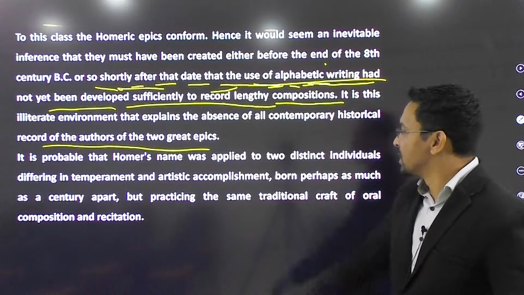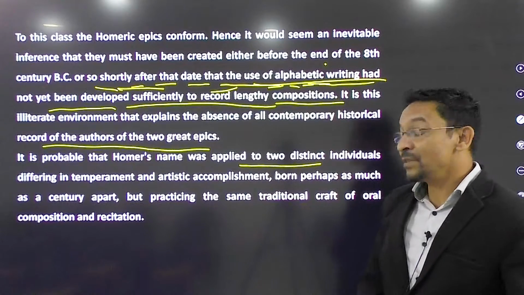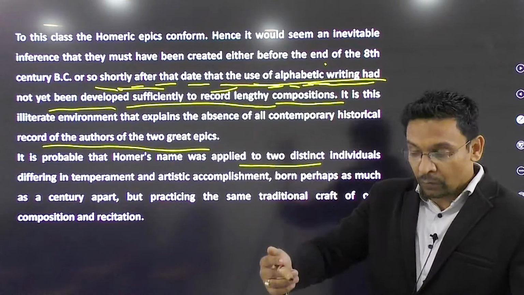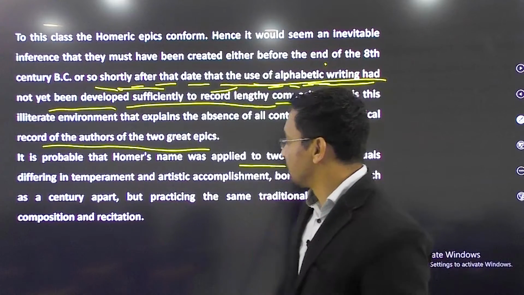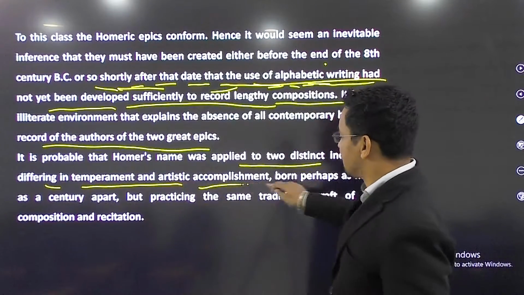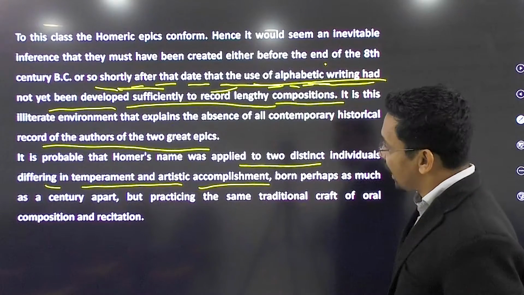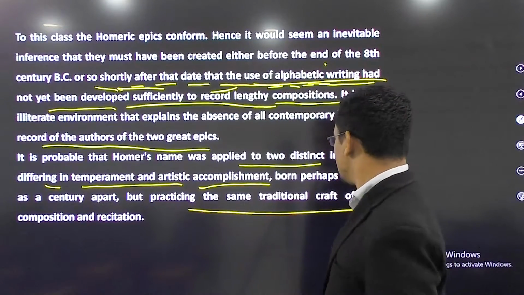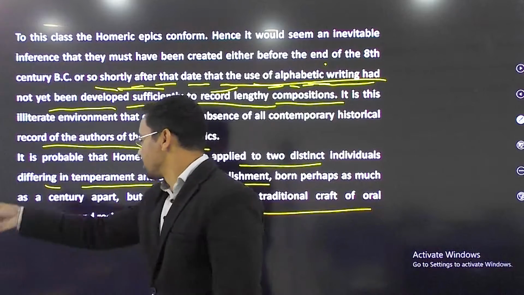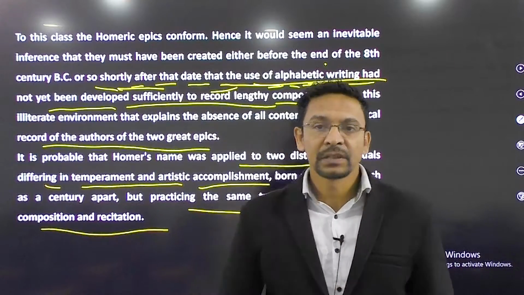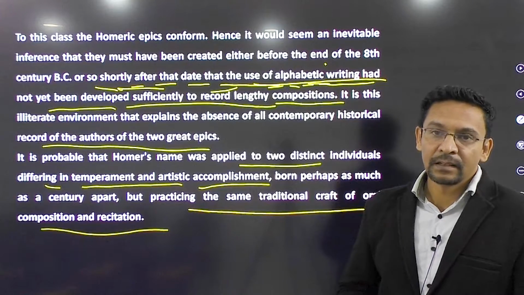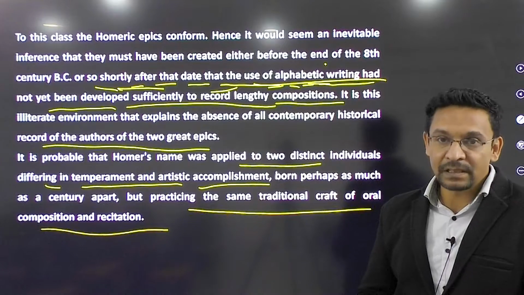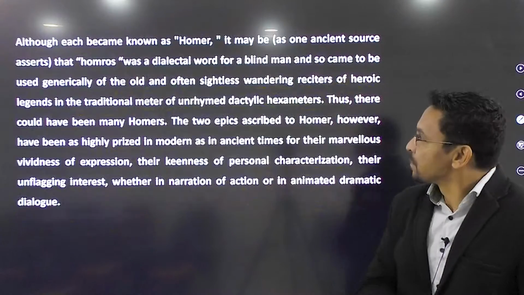It is probable that Homer's name was applied to two distinct individuals. ये possible है कि होमर का नाम अप्लाई कर दिया हो to दो अलग अलग लोग जिन्होंने ये प्रोड्यूस किया है, differing in temperament and artistic accomplishment, born perhaps as much, शायद अलग centuries में पैदा हुए हैं वो दोनों लोग, और practicing the same traditional craft of oral composition. So ये orally आया है, उसके बाद पेन डाउन किया गया होगा इसे, और दो अलग अलग लोगों ने ये कहानी सुनाई होगी, इलियाड और ओडिसी, जिनको हम एक ही ऑथर के दो क्रिएशंस मानते हैं.